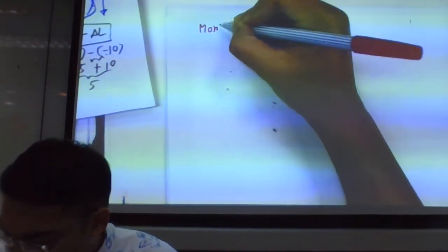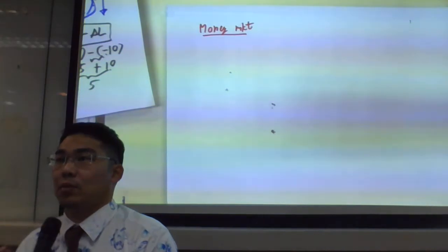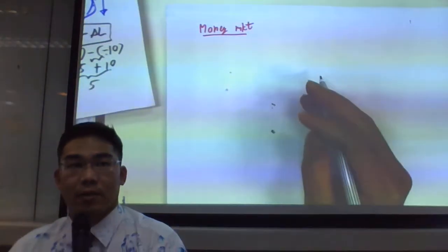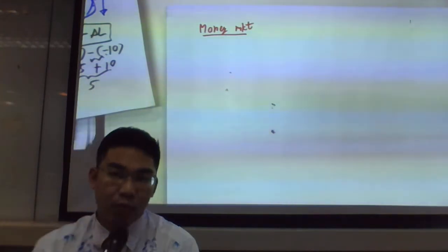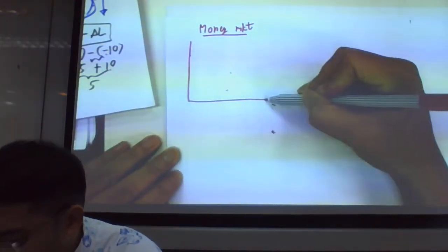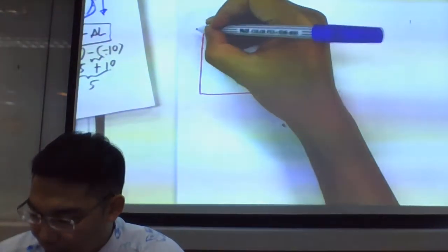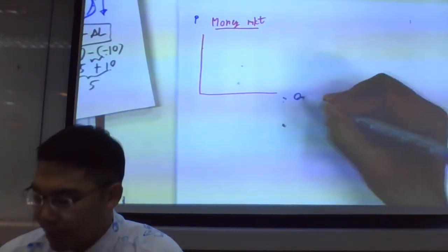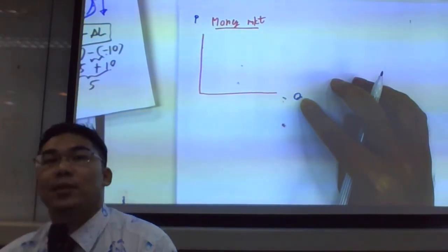Suppose that we have the money market. The money market is the market for money. When we talk about a market, we talk about demand and supply. When we talk about the market, we have the invisible hand, which is demand and supply. From your introductory microeconomics, we have price here and quantity here. P is the price of goods and services, and Q is the quantity of goods and services.